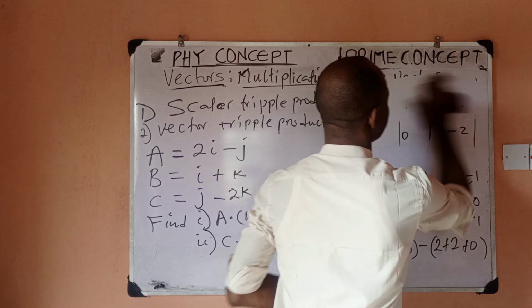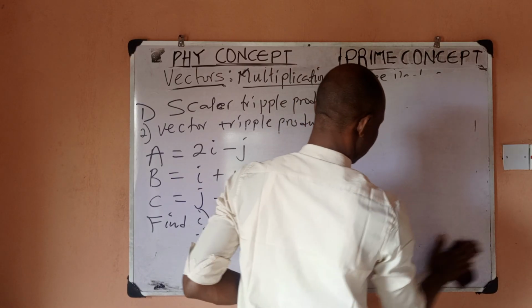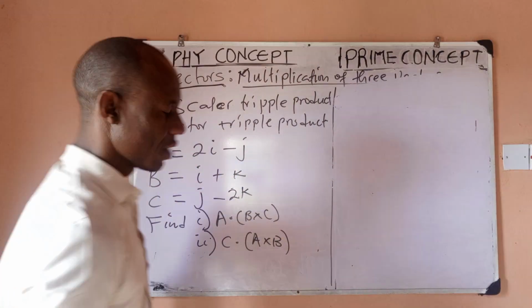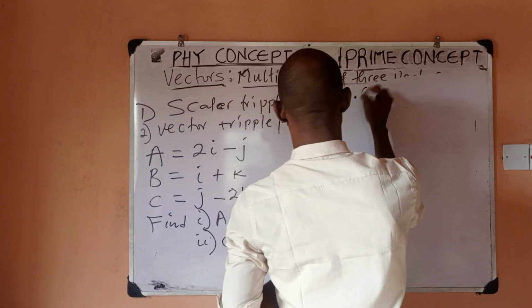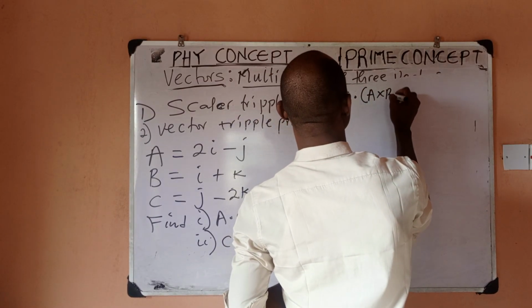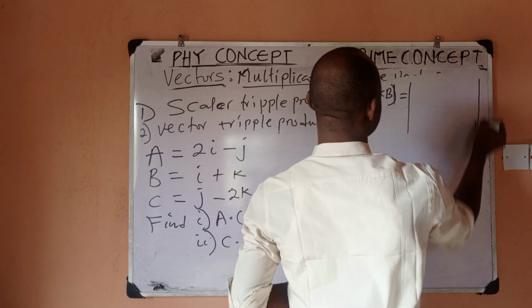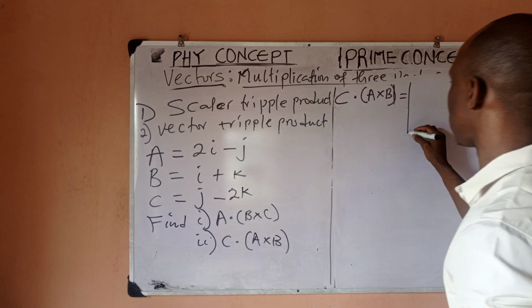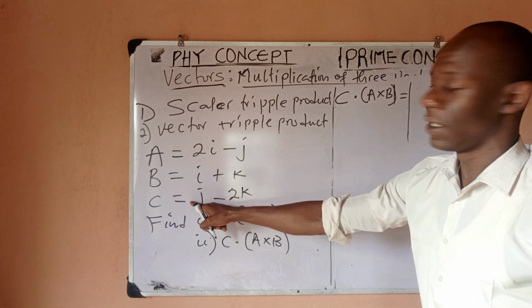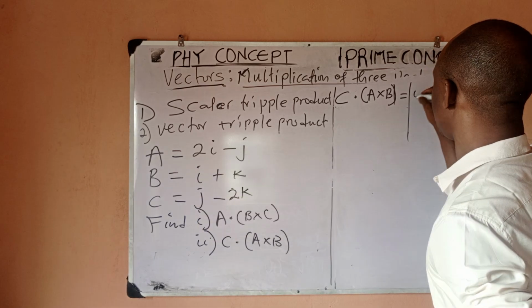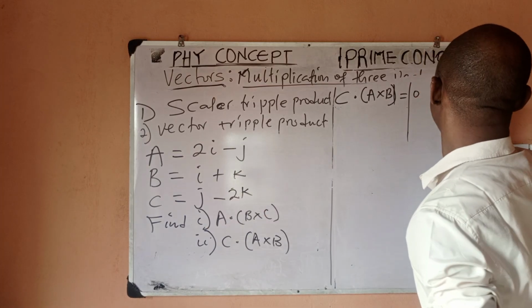So I have, remember our previous answer is minus 2. So let's solve. C dot A cross B is going to give us this matrix. I'm going to start this time around with C. And what are the coefficients for I in C? I part is 0. So I'll say 0. J part is 1. Then K is minus 2.